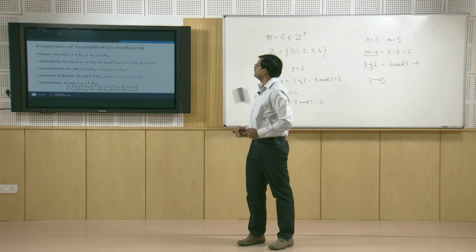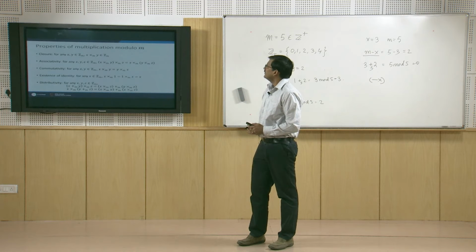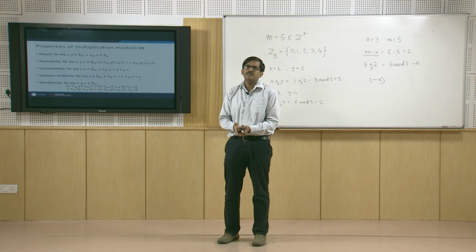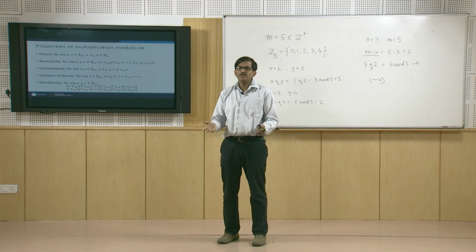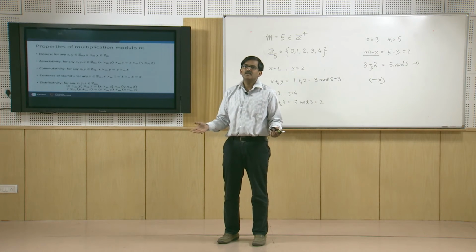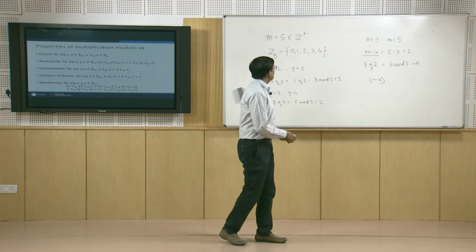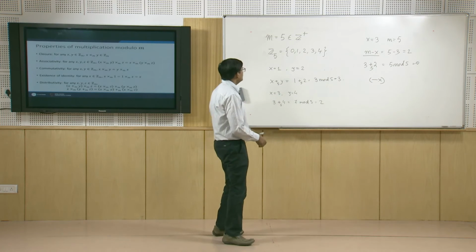We now come to the properties of multiplication modulo m. Now, again the multiplication modulo m is closed, that is to say, if I take two integers x and y in Zm, then if I product them modulo m, of course I am going to get another integer between 0 and m minus 1. That is not difficult to see. We can check that over here.